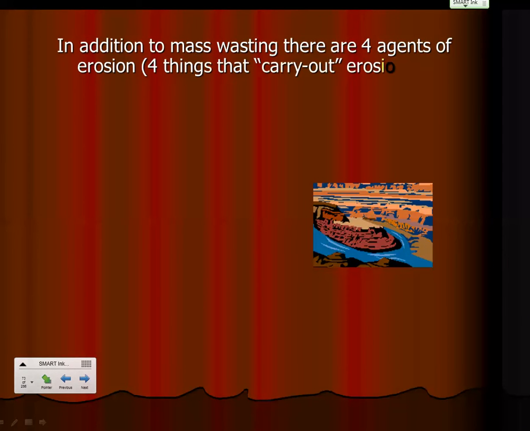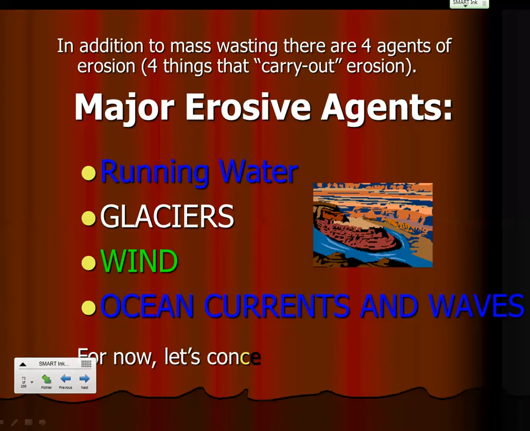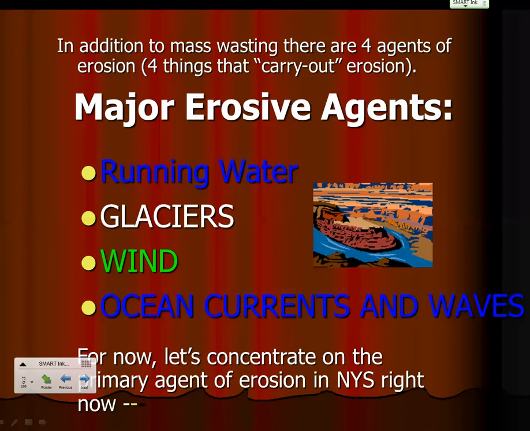Now, in addition to mass wasting, there's 4 agents of erosion, 4 things that carry out erosion. And the major erosive agents are running water, that's a biggie, glaciers, which we've just done before vacation, wind, and ocean currents and waves. So for now, we're going to focus on the running water.